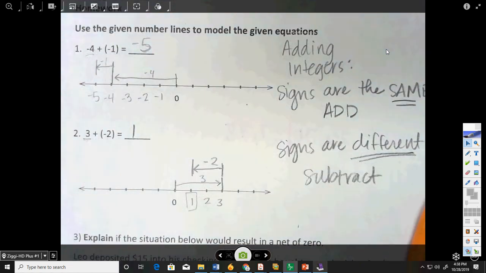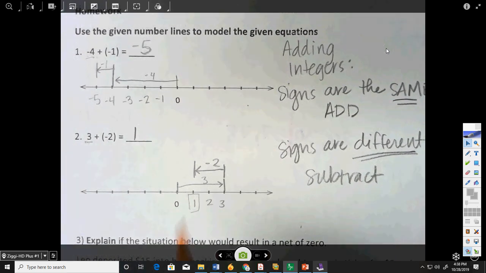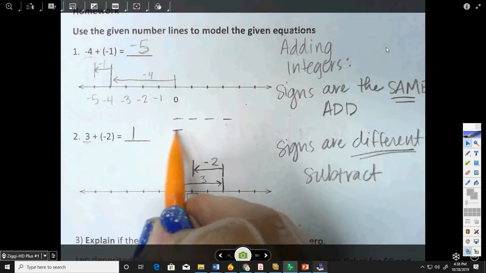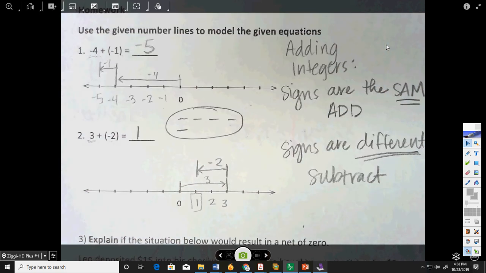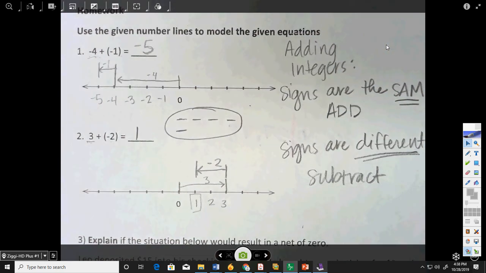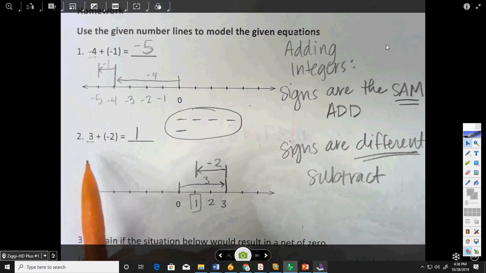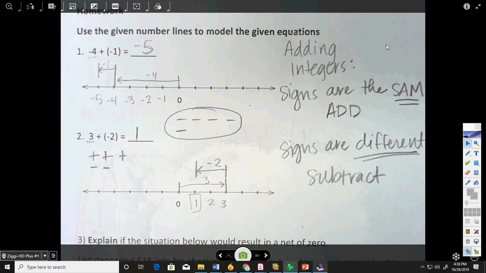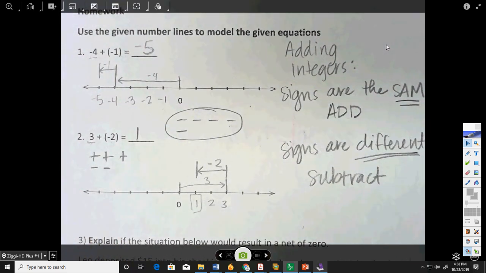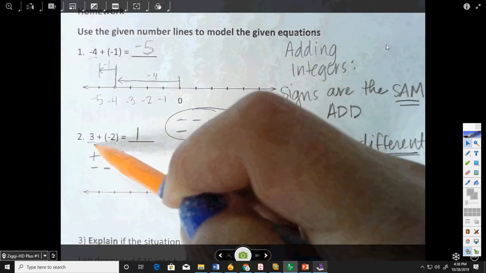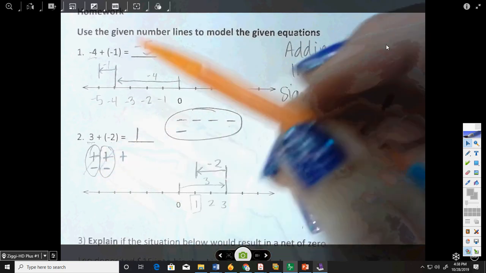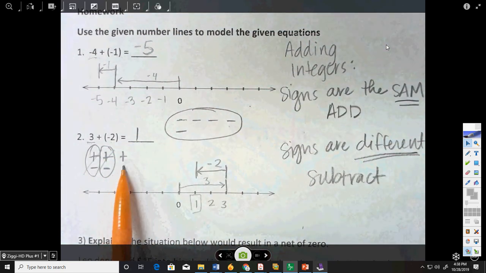Now, we also learned that we could model this with integer tiles. For instance, up here, we could say 4 negatives plus 1 more negative creates 5 negatives in all. They're all the same, so that's why we add them all together. But down here, 3 positives plus 2 negatives leave me with 1 positive, because of what we call a zero pair: this positive and this negative cancel each other out. They're called a zero pair. So does this positive and this negative, which just leaves me with 1 positive.